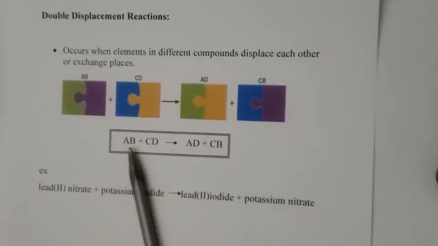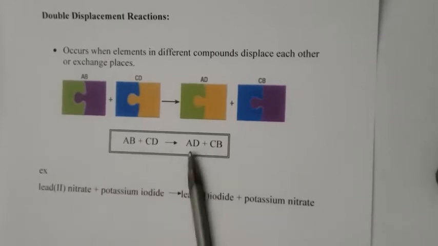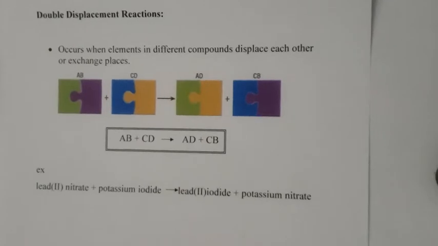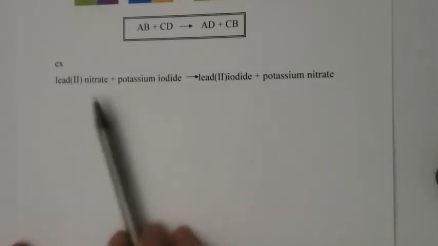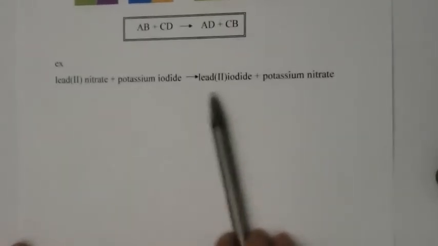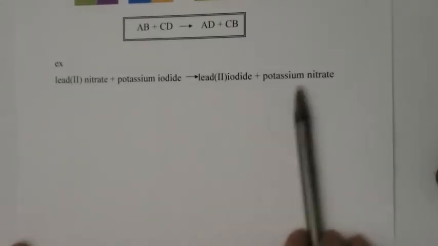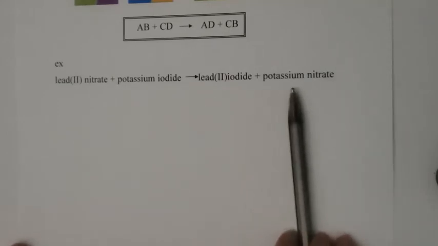So if we looked at letters, we could say AB plus CD. Well, the B and the D are just switching spots. So let's try an example with double displacement. So I have lead 2 nitrate plus potassium iodide. It's going to give me, now the lead and the potassium, it's the metals that are going to switch. They switch each other, so then we end up with lead 2 iodide and potassium nitrate.